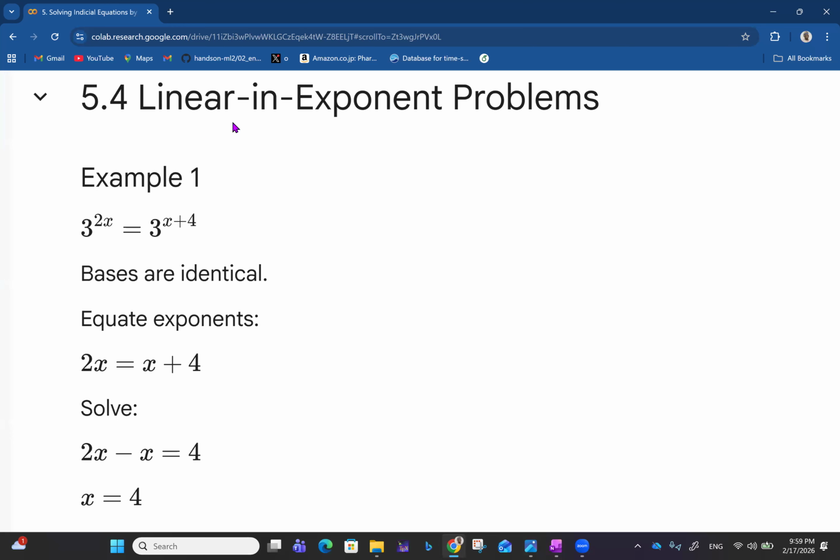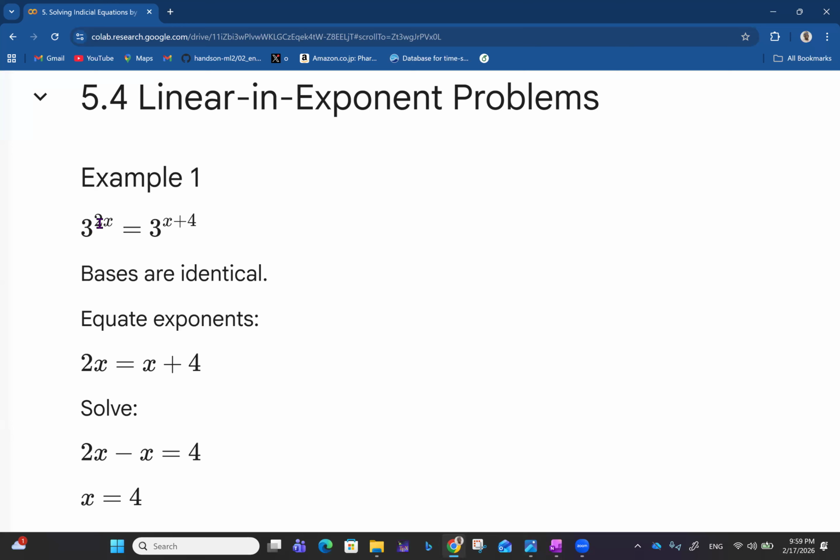So here we have linear in exponent problems. At the exponent level, we can form a linear expression. For instance, you have 3 raised to power 2x equals 3 raised to power x plus 4 that we saw in the examples. You can already see that the bases are identical, 3, right? So equate exponents, then 2x is x plus 4. If you subtract x from both sides, you have 2x minus x equals 4. And that means x is equal to 4.